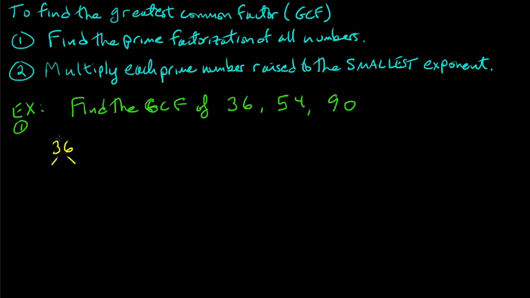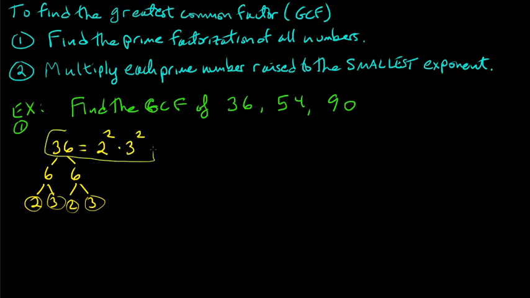So 36, well, it's 6 times 6, right? But 6 is not prime. 6 is 2 times 3. And this 6 is also 2 times 3. So we have 2 times 3 times 2 times 3, or better yet, 2 squared times 3 squared. Okay, so that's the prime factorization of 36.